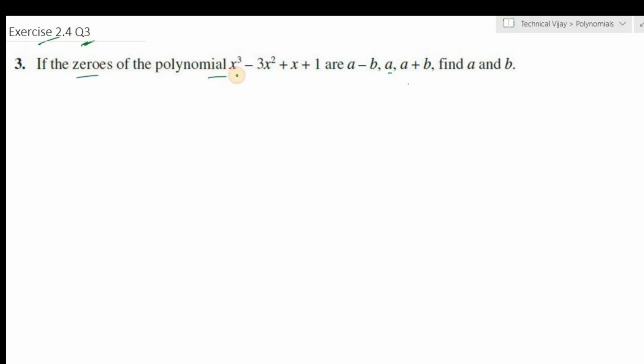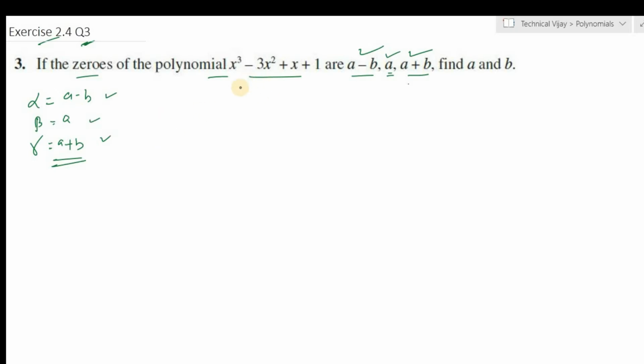Exercise 2.4, question number 3. If the zeros of this polynomial are a minus b, a and a plus b. Here he has given zeros, that is alpha is equal to a minus b, beta is equal to a, gamma is equal to a plus b. Students, please don't confuse this: a minus b, a and a plus b are not alpha plus beta plus gamma, alpha beta, beta gamma, gamma alpha. Like that, you should not confuse these things. He has given zeros directly, that is alpha given, beta given, gamma given.